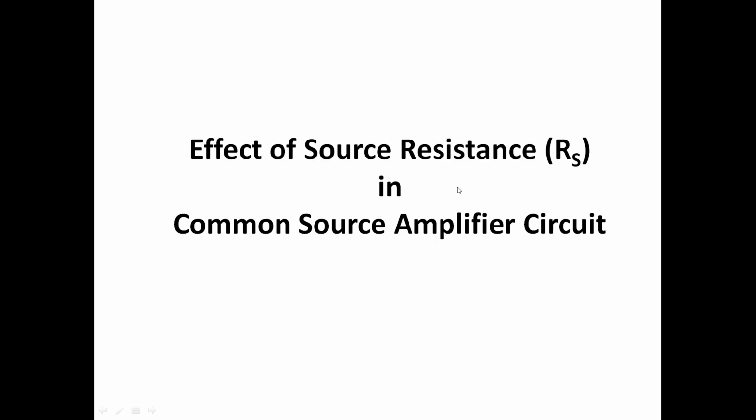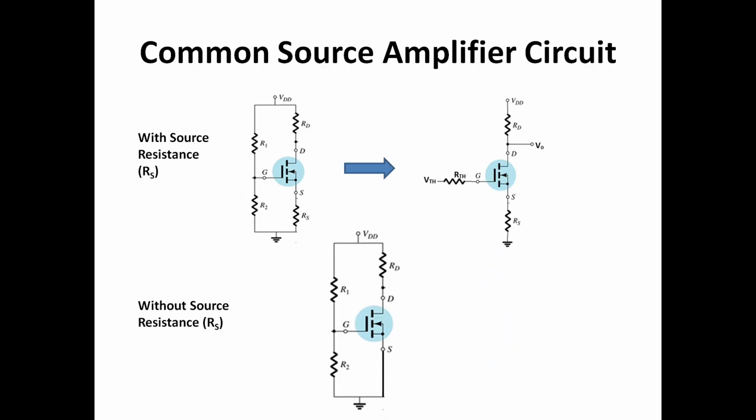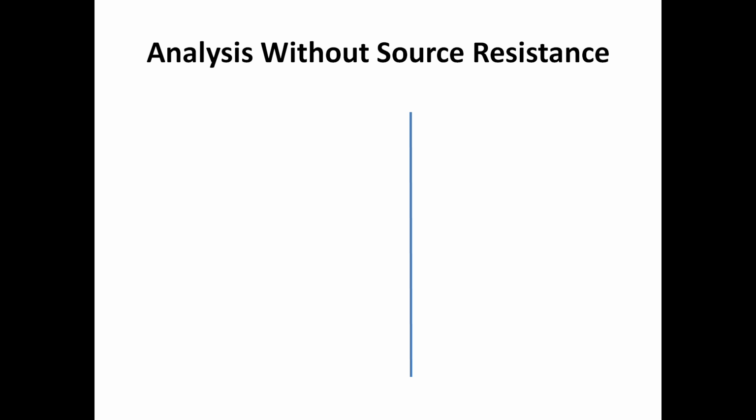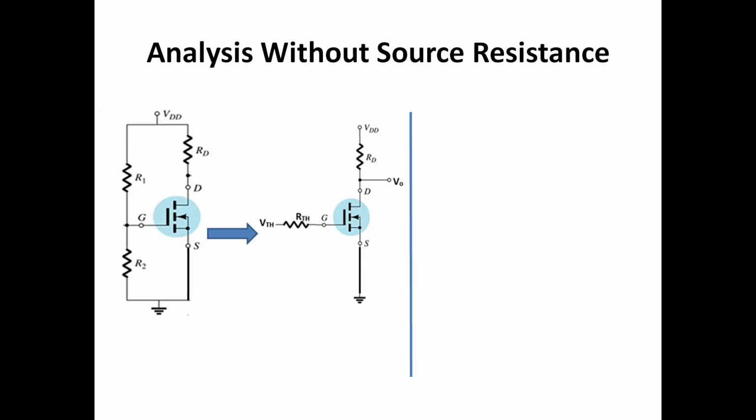Today we are going to study the effect of source resistance in common source amplifier circuit. To find out the effect of source resistance, we are taking two common source amplifier circuits, one amplifier circuit which is having source resistance and another common source amplifier circuit which does not have source resistance. Let's study first a common source amplifier circuit which does not have source resistance.